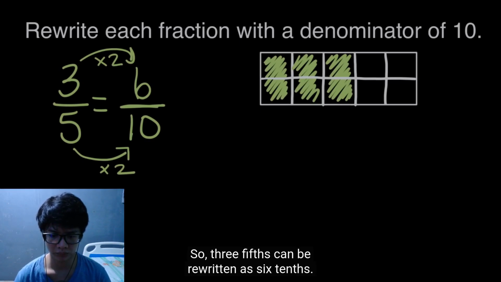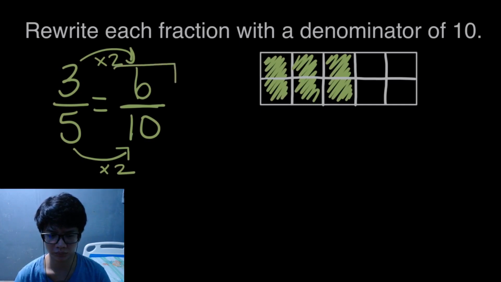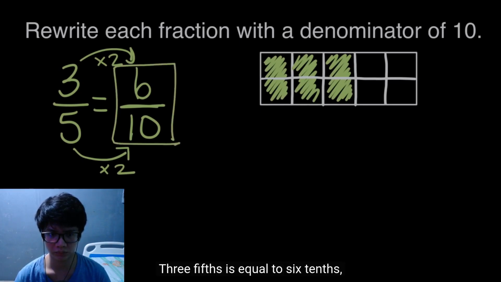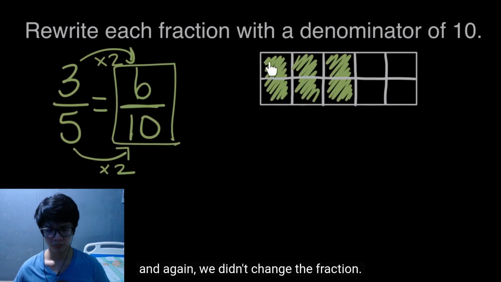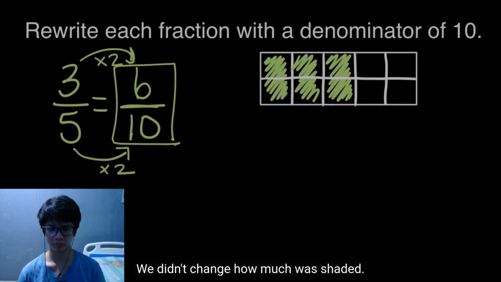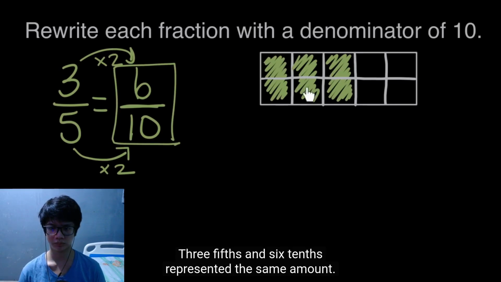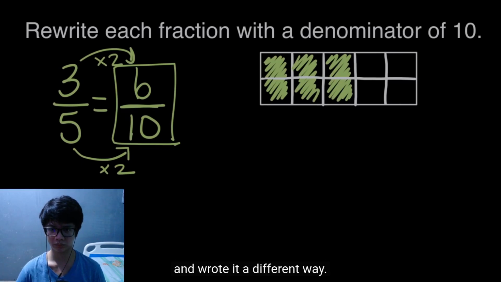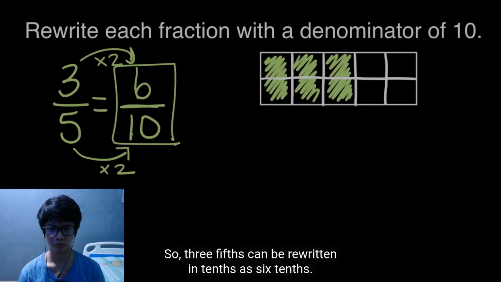So 3/5 can be rewritten as 6/10. 3/5 is equal to 6/10. And again, we didn't change the fraction. We didn't change how much was shaded. 3/5 and 6/10 represent the same amount. We just changed the denominator and wrote it a different way. So 3/5 can be rewritten in tenths as 6/10.